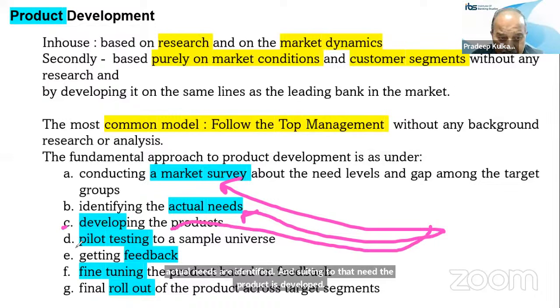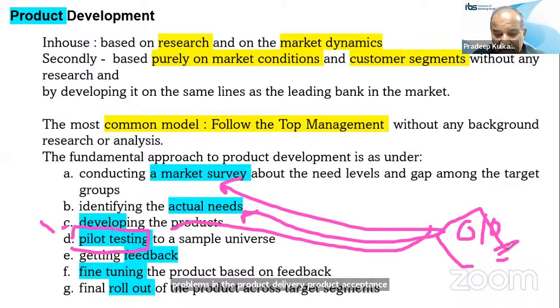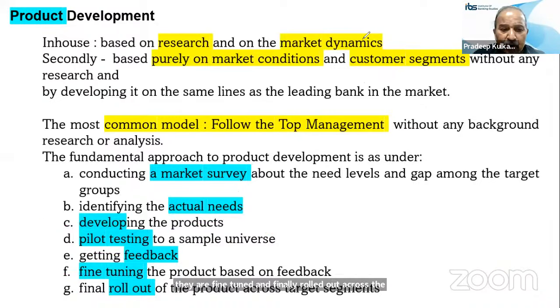After the product is developed, first of all it is pilot checked in particular 2-3 regions to see how the response comes. What are all the problems in product delivery, product acceptance, product feedback, all that is obtained. Thereafter, whatever deficiencies there are, they are fine-tuned and finally rolled out across India. This is the way a product is normally developed for retail product banking. I hope that is clear?